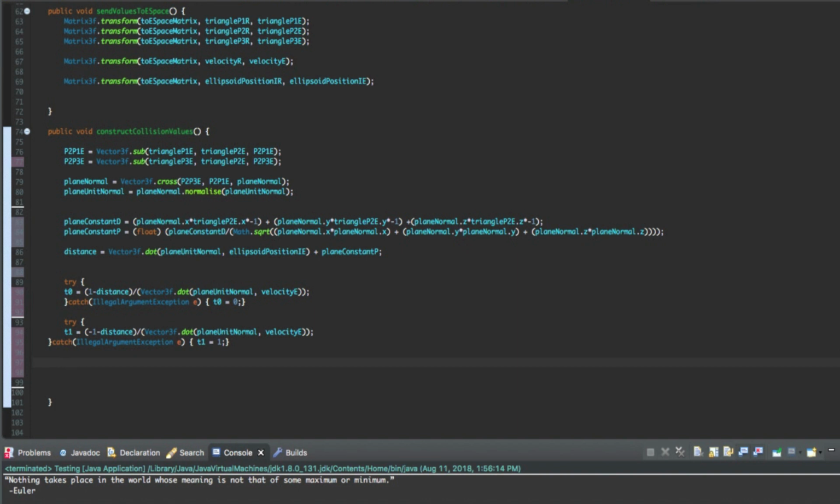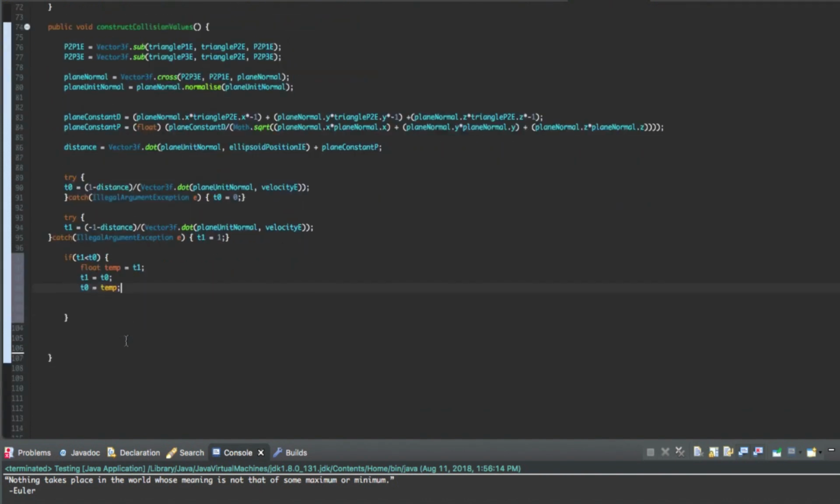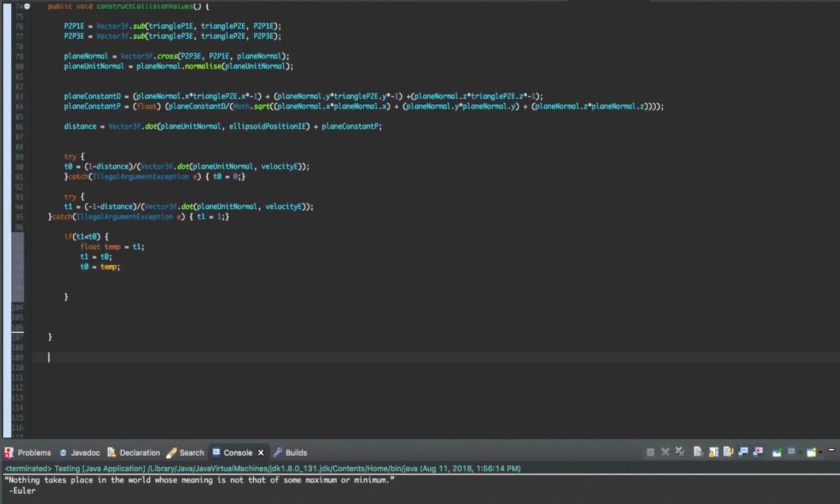And we can't discard them yet because the sphere could actually be embedded in the plane, and so the collision would occur at all times, and so we'll have to test for that as well. And we also want to make a simple swap method here to make sure that t0 is less than t1. So float temp is equal to t1, t1 is equal to t0, t0 is equal to temp. All right, and that is that method complete.